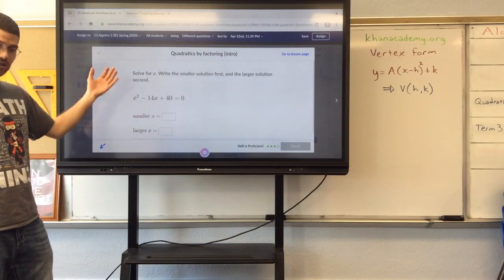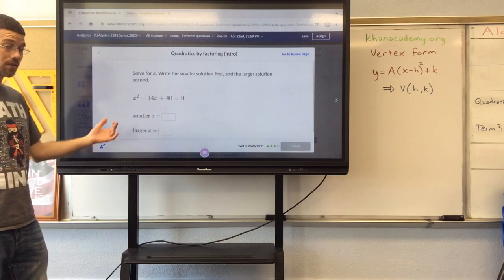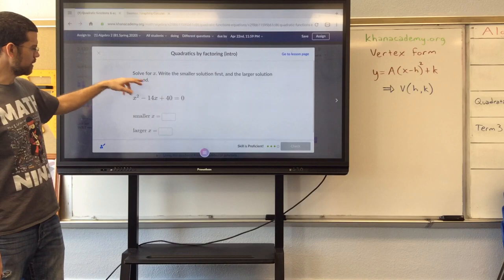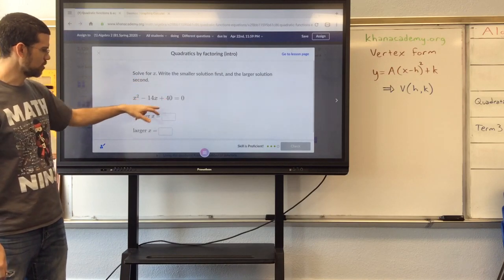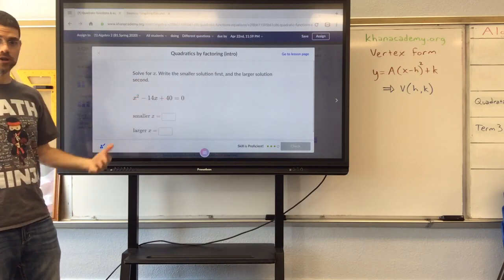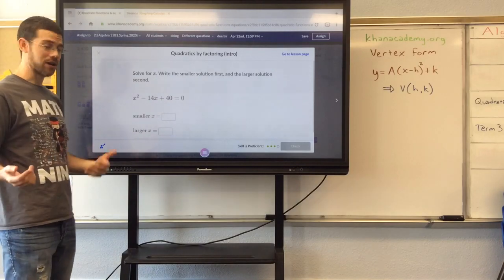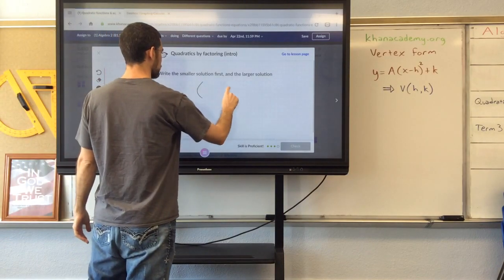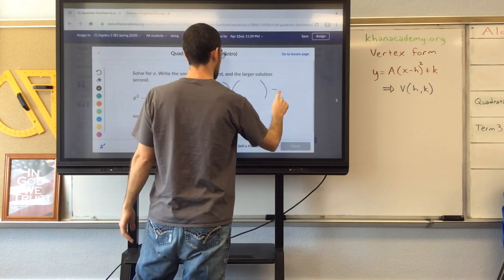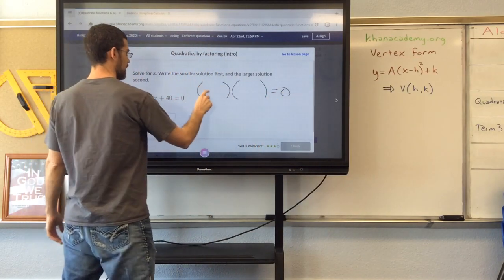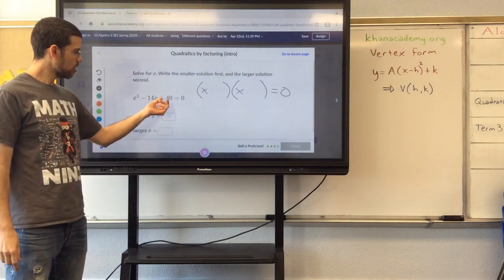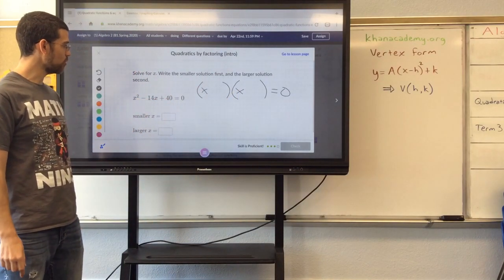This one, they tell us that it has two solutions, so it must not be a perfect square trinomial, because this term is not a square term, even though the first term is. So we know it's not a perfect square trinomial that way as well. We need to factor this into two binomials. x times x is x squared. We need a product of 40 and a sum of negative 14.